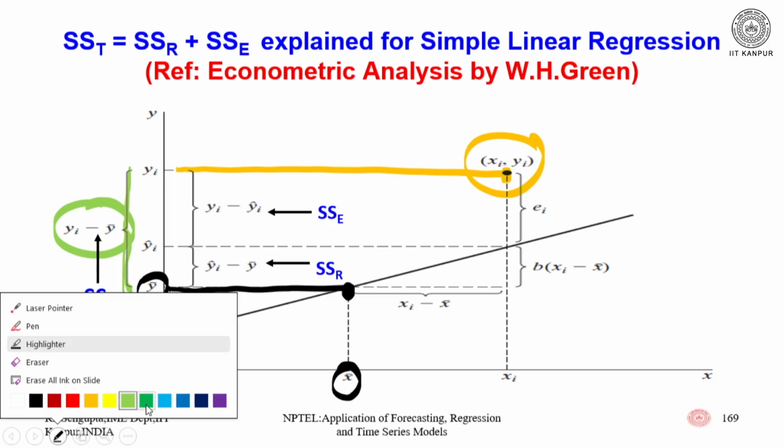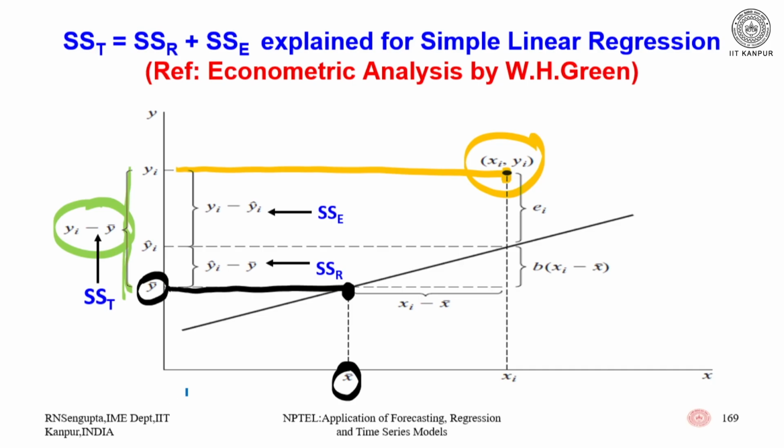I will use a different color, consider dark blue. So, this is the part yi hat minus y bar. Y bar I already know, yi hat is actually on the regression line. The difference between that is given by this point, which is y hat minus y bar. Y hat with this corresponding suffix to the reading, but I am not talking about that.